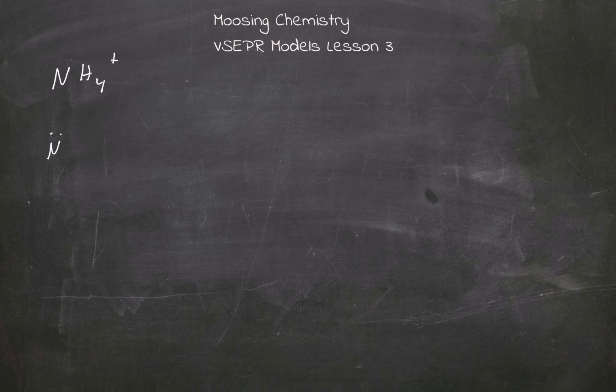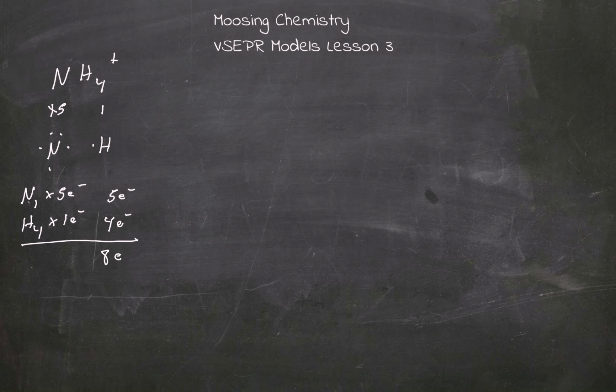So nitrogen comes in with 5 valence electrons because it's from group 15. Hydrogen comes in from group 1. We're not going to cross out that one because we need that 1 electron. So now let's figure out the number of valence electrons. So we have 1 nitrogen and 5 valence electrons. We have 4 hydrogens with 1 valence electron each. So this gives me 4 valence electrons. 5 and 4 gives me a total of 8 electrons.